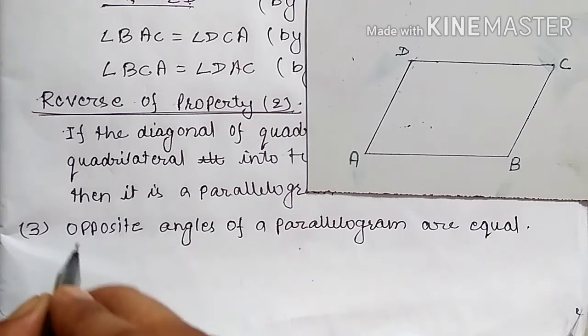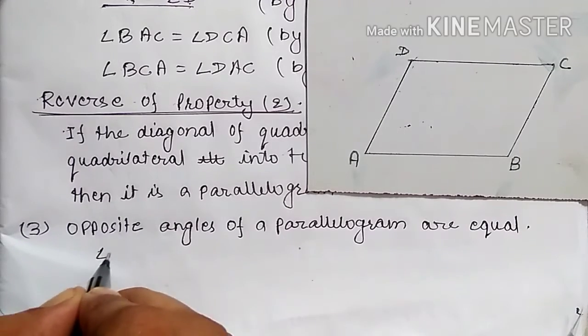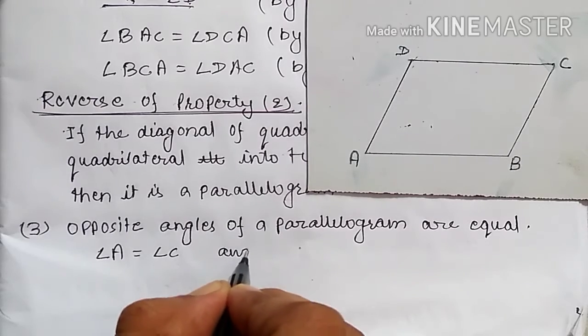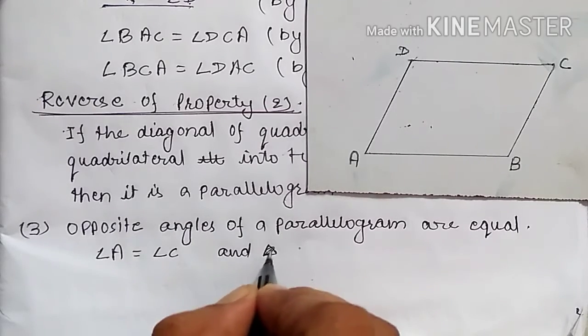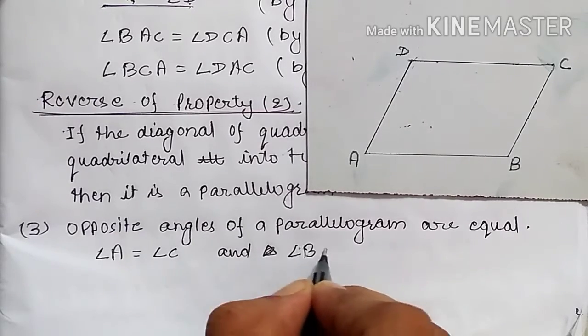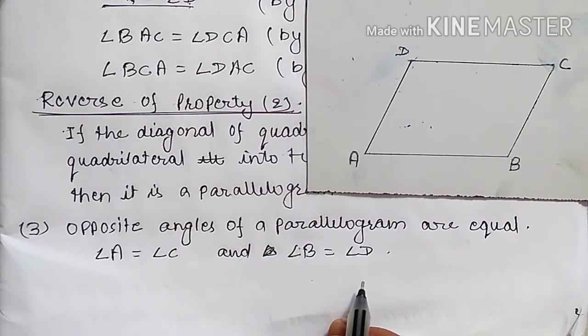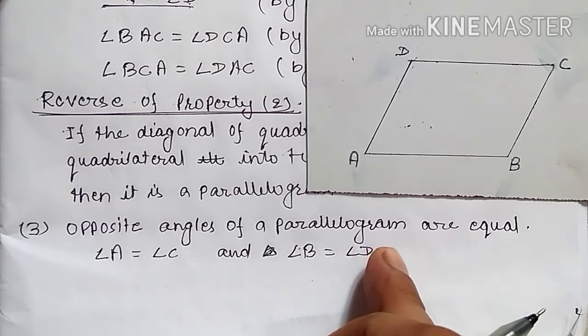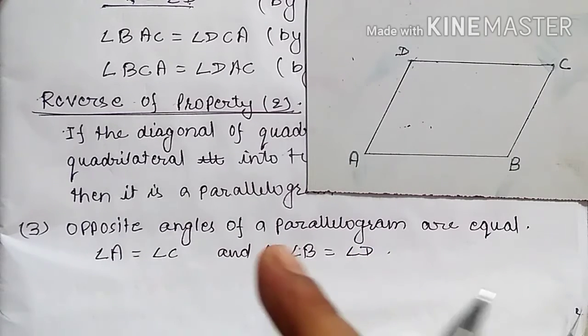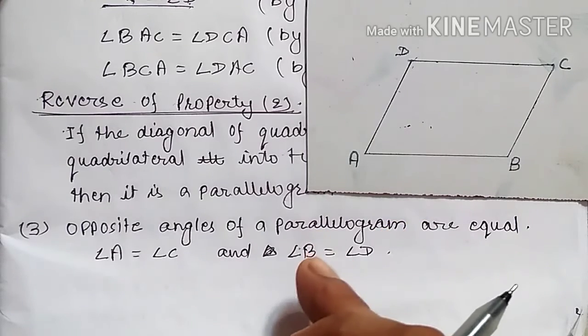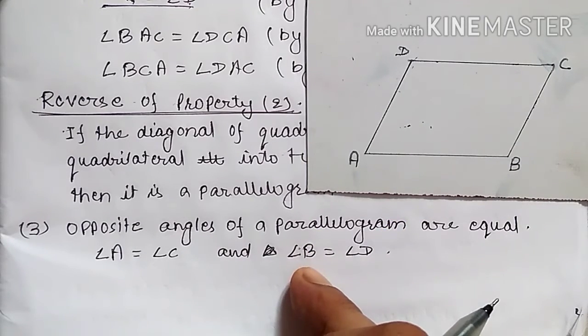So I am writing here angle A is equal to angle C and angle B is equal to angle D. The opposite angles of the parallelogram are equal. The reverse of this theorem is also true. What is the reverse of this theorem? If in a quadrilateral opposite angles are equal, then we can say that the quadrilateral is a parallelogram.